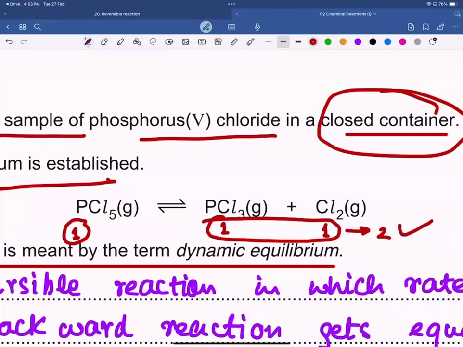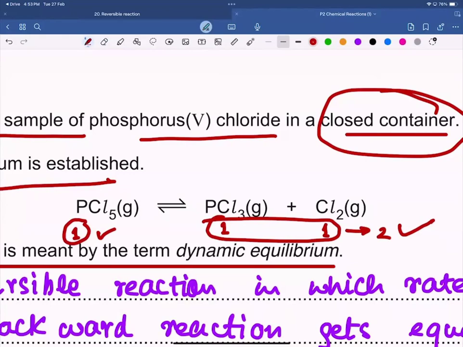So there are 2 moles of gases on the product side, and there is 1 mole of gas on the reactant side. So which side has fewer moles? The reactant side. So if we increase the pressure, where does the equilibrium shift, right or left? Left, because the reactant side, or the right-hand side, has fewer moles of gas.